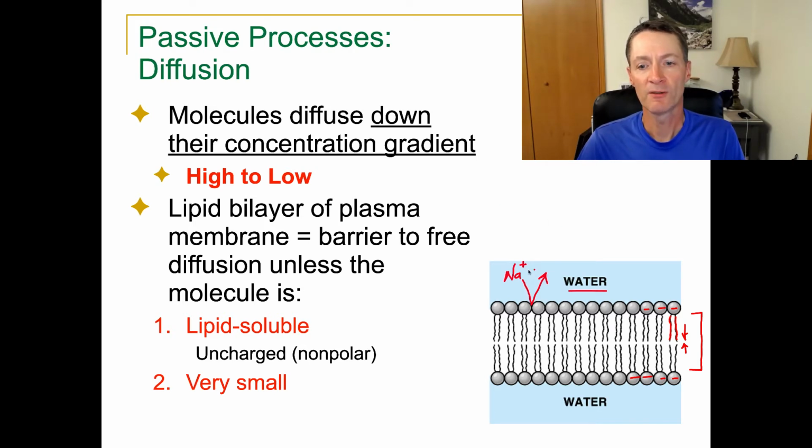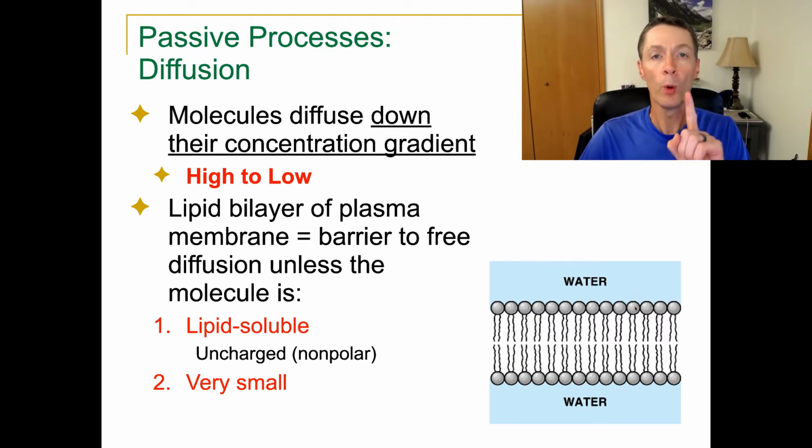So this diffusion will not happen easily, high to low. Let's say there are more sodium ions outside here and less inside here. Well, sodium will want to move from high to low, but it's not going to go through here because of this oil boundary. It can't get through there, okay?